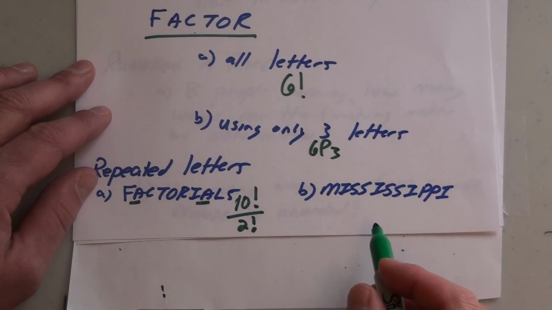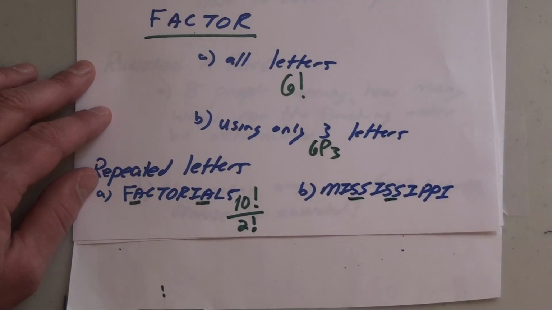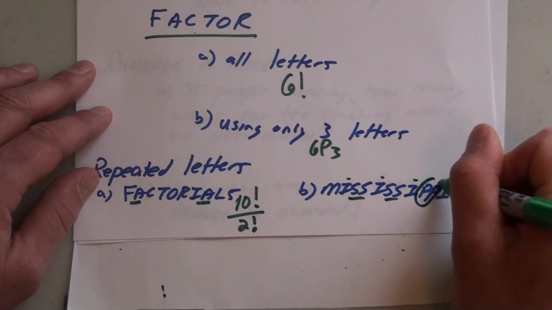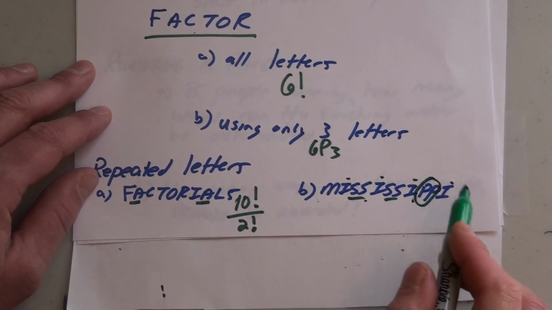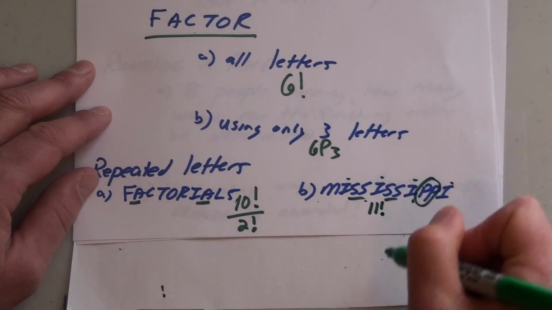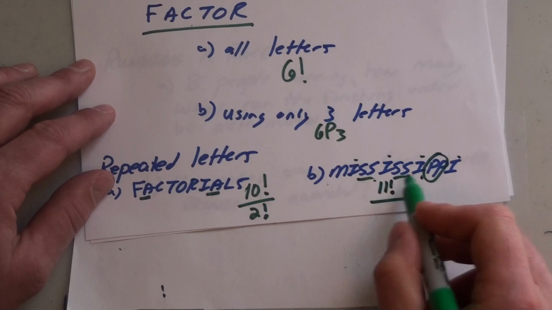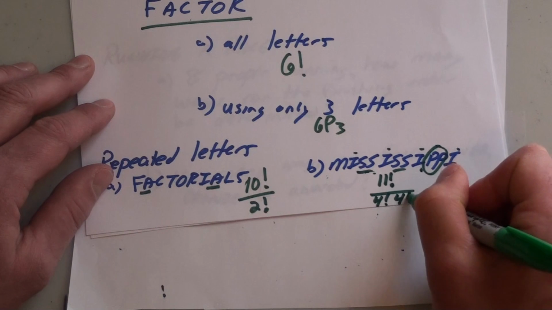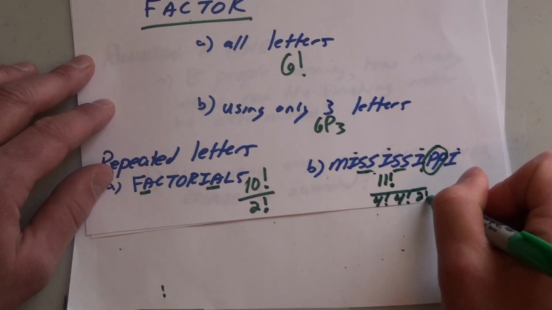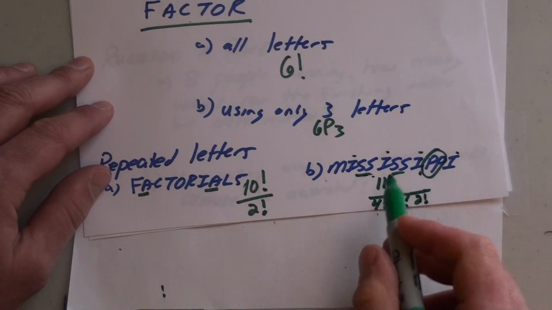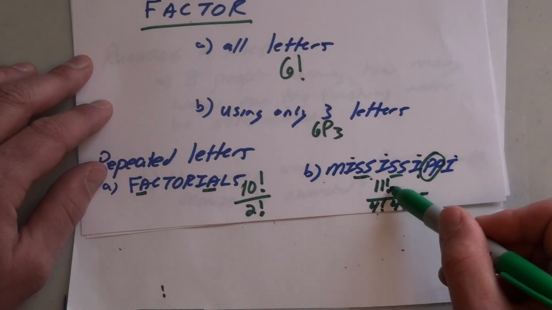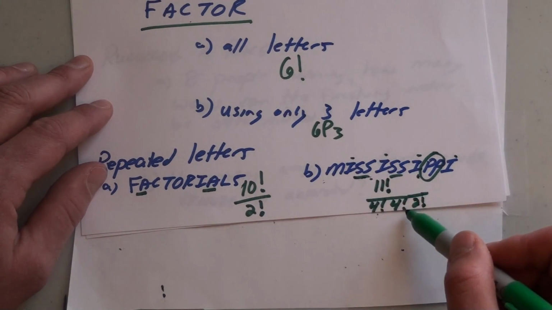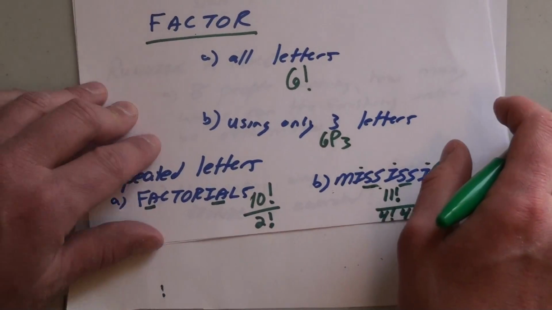Take Mississippi. Lots of repeated letters here. I have 4 S's. I have 4 I's. And then I've got my 2 P's. So in total, there are 11 letters. So it'll be 11 factorial if I'm using all the letters, divided by my 4 S's, divided by my 4 I's, and divided by my 2 P's. So if I was putting that in the calculator, I'd do 11 factorial first, and then I would hit equals, and then I would divide, and then hit equals, and then divide again, and then divide a third time, hitting equals all the way between. Okay?